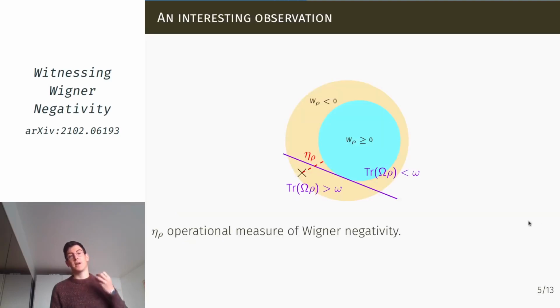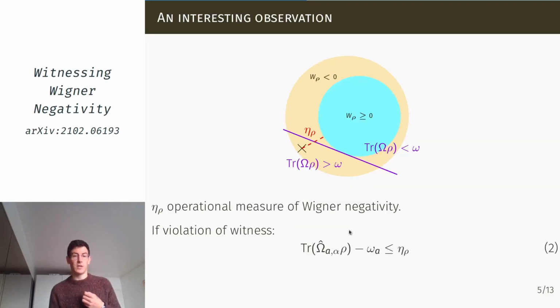But first, an interesting observation is that the amount by which you violate the threshold value little omega gives a lower bound on the distance to the Wigner positive states. So if you violate the witness, the amount by which you violate the witness is a lower bound to the distance to the set of Wigner positive states. So this gives an operational link to the violation of our witnesses.